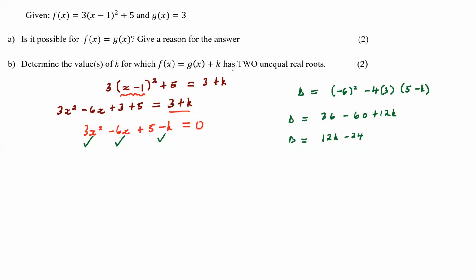So if the roots are unequal, what does it mean? The discriminant is greater than 0. When does that happen? For which k values? 12k minus 24, in this case, greater than 0. We just move 24 to the other side. I think you see what I'm doing. 12k greater than 24, that means k is greater than 2. So for all values of k greater than 2, that means that the roots are unequal.